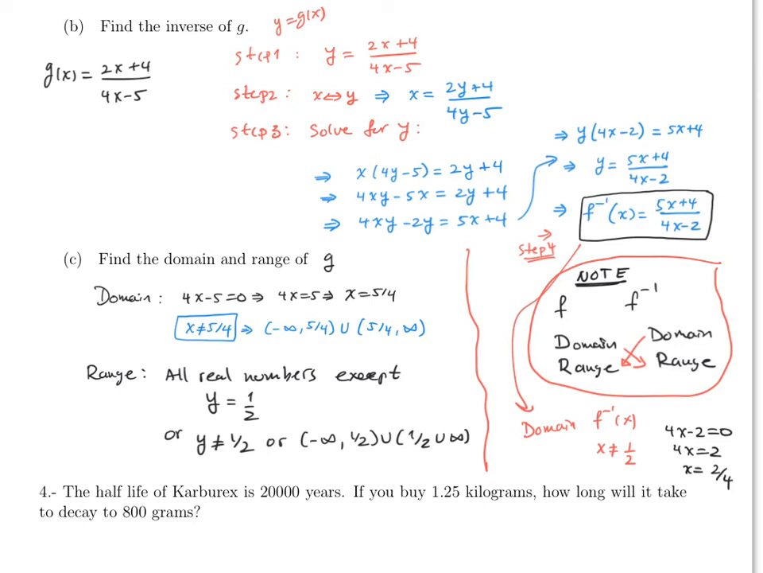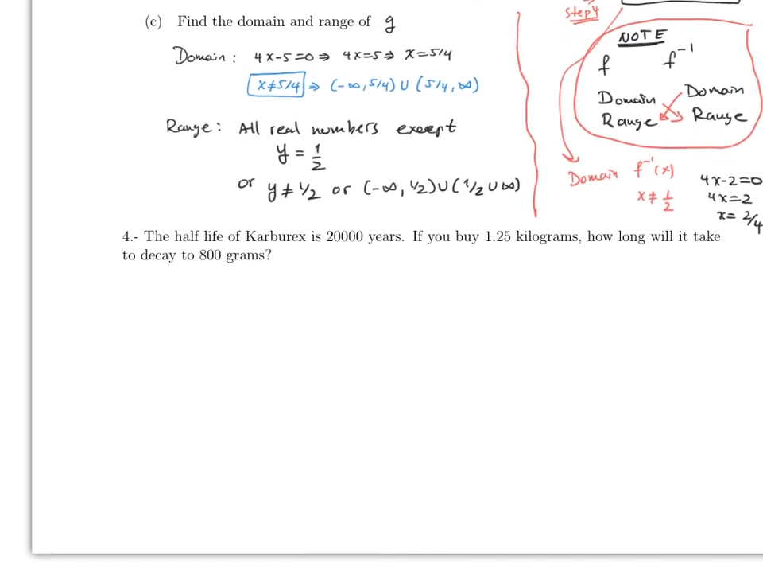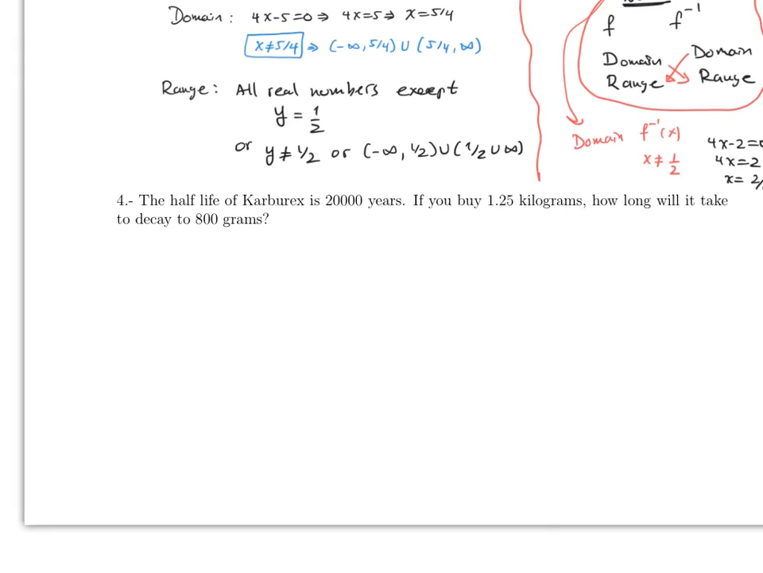Now here it is very important to realize that without the inverse, it would be very hard to figure out what the range of this function is. All right, so now let's go to number 4. So this has to do with exponents. This says the half-life of carborex is 20,000 years. If you buy 1.5 kilograms, how long will it take to decay to 800 grams? Now, there are two ways you can do this. You can just use the half-life formula, or you can do this from scratch.